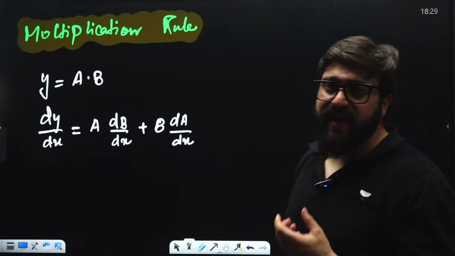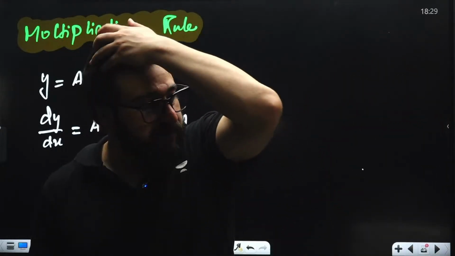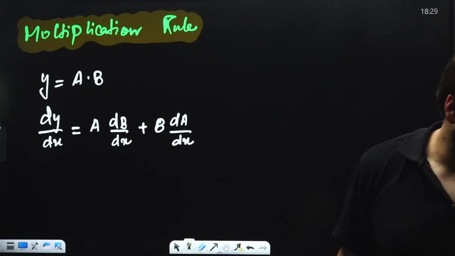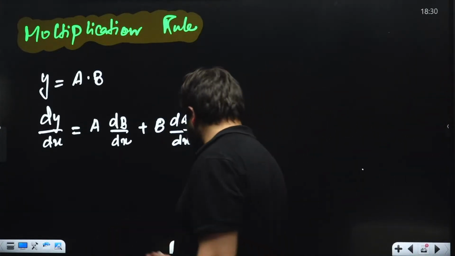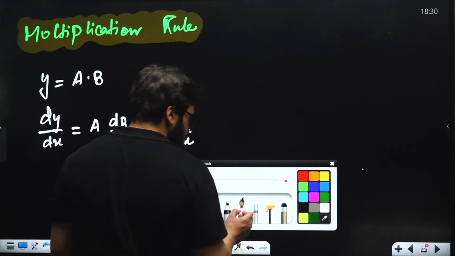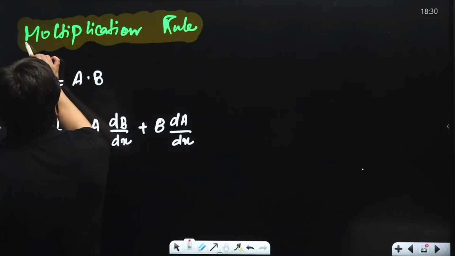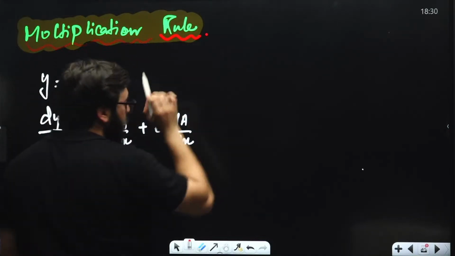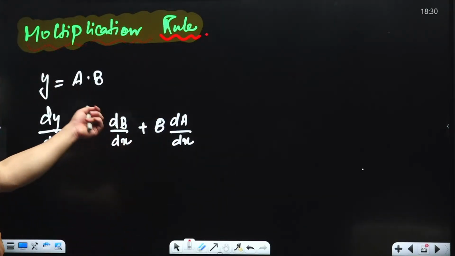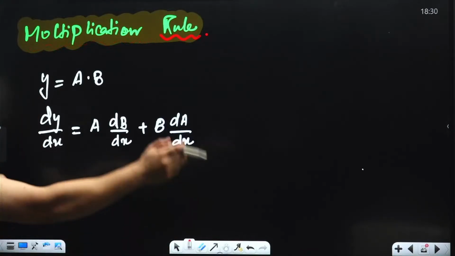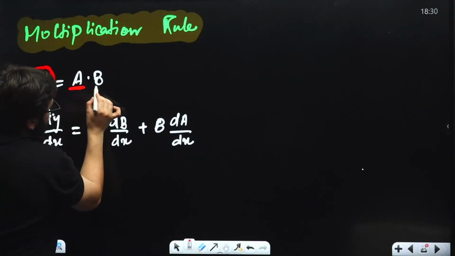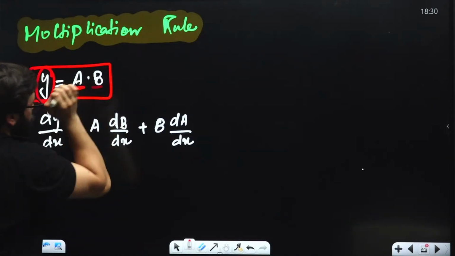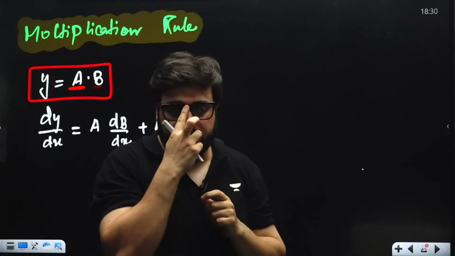So we have studied the addition rule. We have studied the subtraction rule. Now what we are supposed to do is study the multiplication rule. What does this multiplication rule actually mean? Guys, listen to me very carefully. Let's suppose you have y is equal to a dot b, or a multiplied with b.